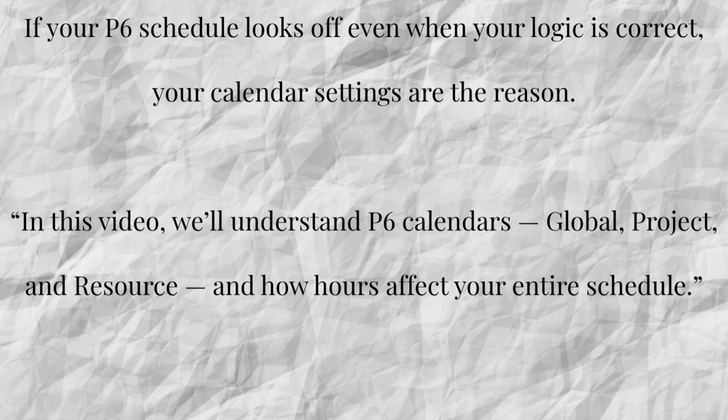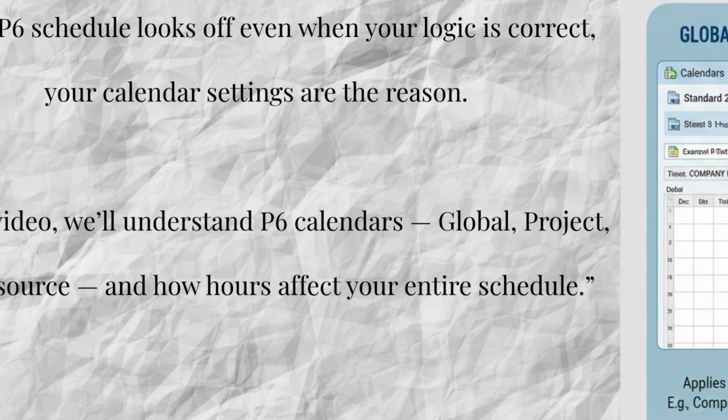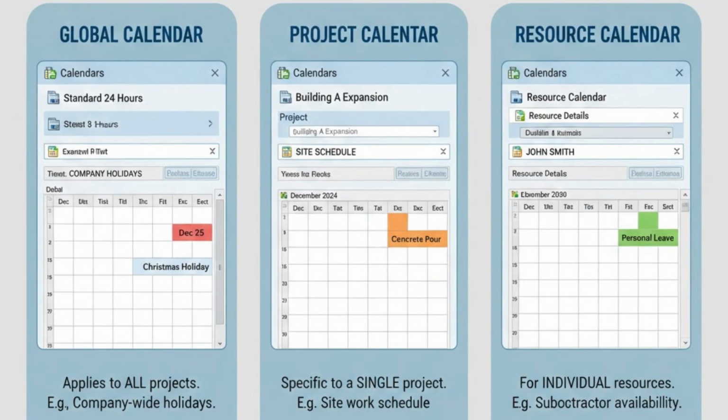So, starting our P6 classes with introduction to calendars. In P6, calendars occupy a very important role. Basically, we have got three types of calendars. One is the global calendar, the second one is the project calendar, and the third one is the resource calendar.